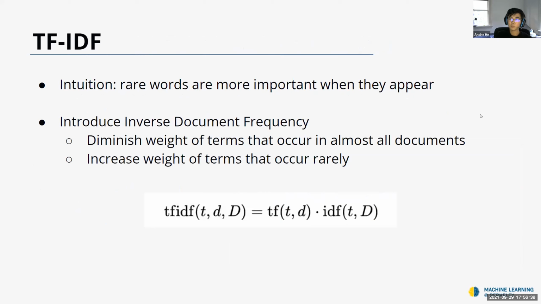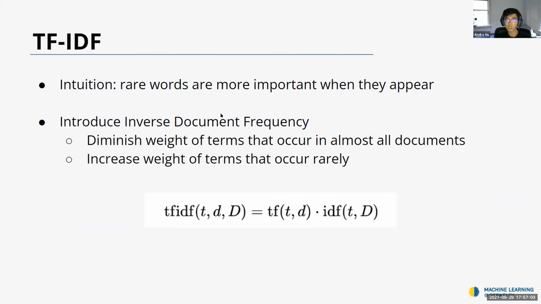And that is what brings us to TF-IDF. The whole name is term frequency times inverse document frequency. So the intuition here is that rare words should be considered more important when they do appear in a document. By document, we just mean a particular passage, or when you're talking about items, the text for that item is considered one document.